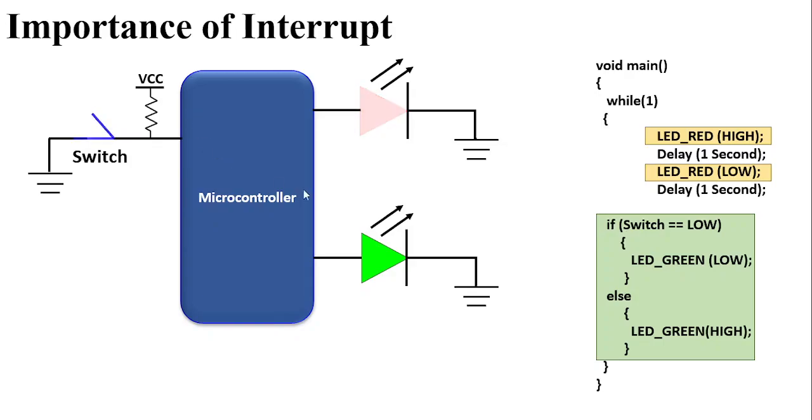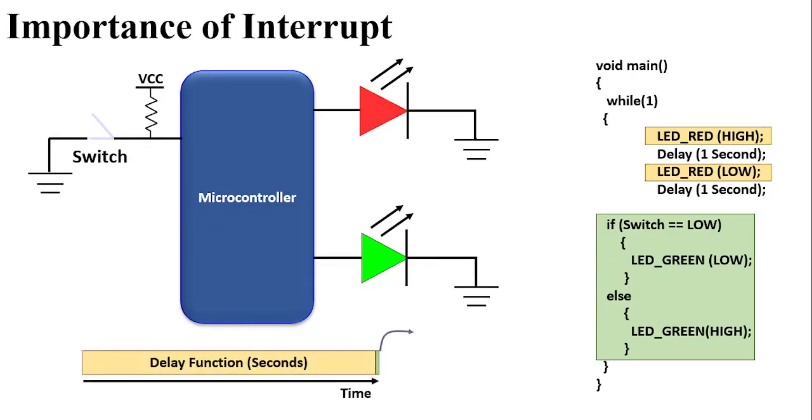Now we write a program for the switch where if switch is equal to low, that means the voltage at the switch terminal is low, in that case the green LED should go low, or else if the switch is high, the green LED should be high. So we are expecting that if we press the switch, the green LED should go low. You can try this code on any microcontroller board, but you will find that you will not be able to toggle the green LED using the switch.